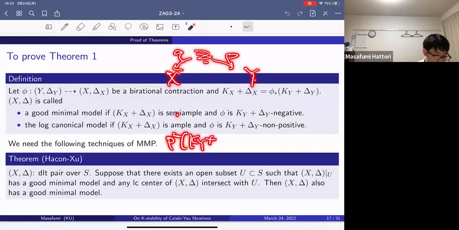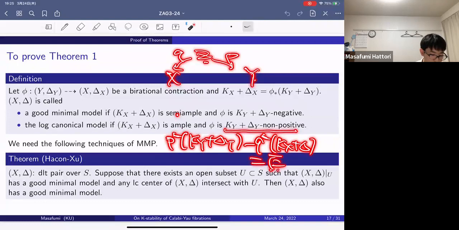And so we can write E, and if K_Y plus Delta_Y is non-positive, E is effective, and if K_Y plus Delta_Y is negative, E is effective and contains all phi-exceptional divisors.